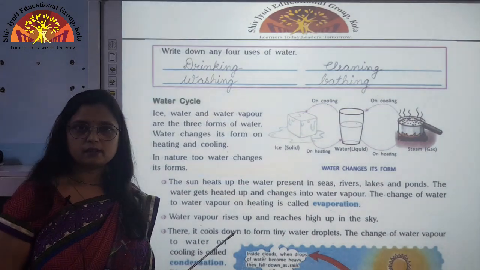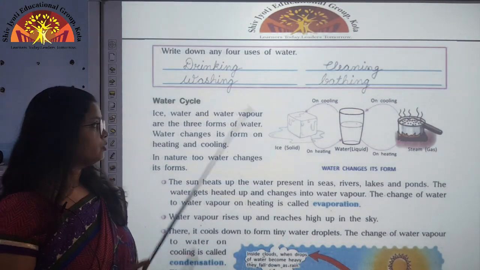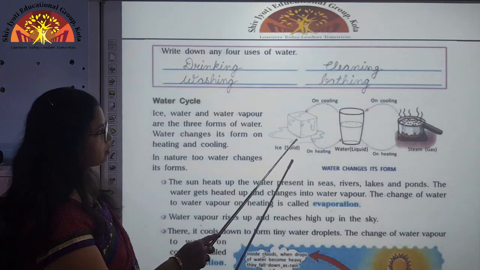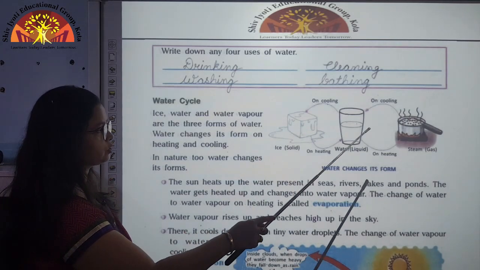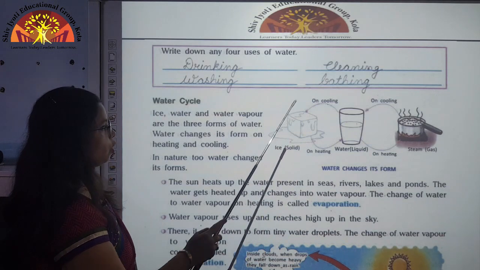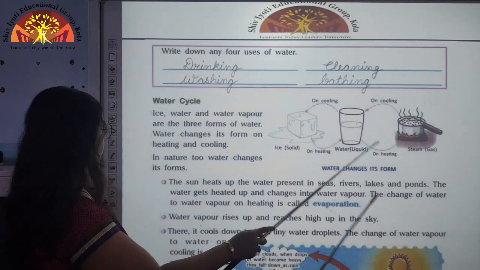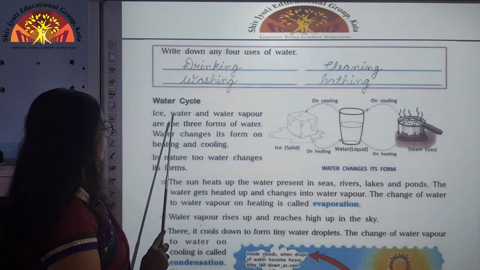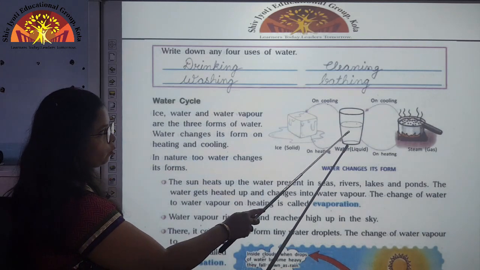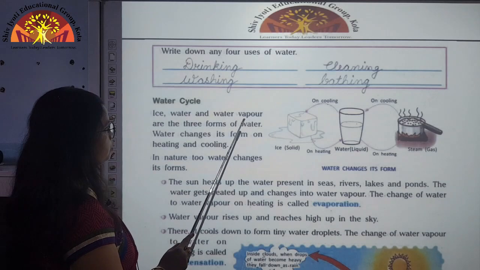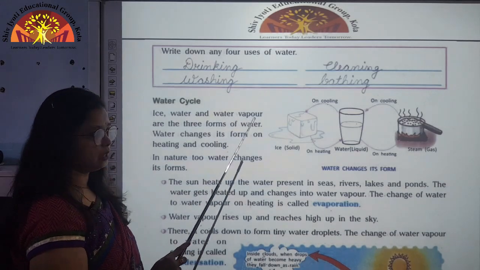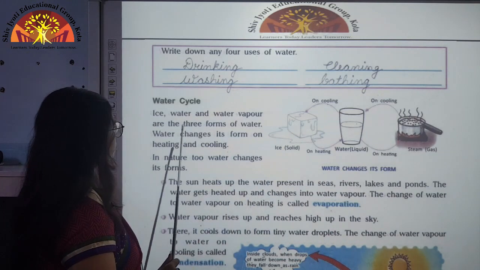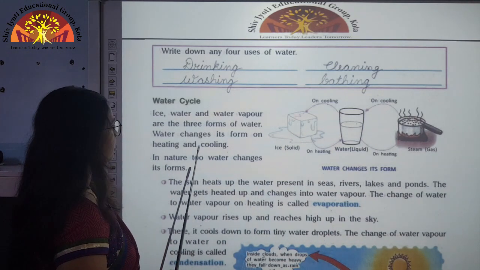So now let us start with the water cycle. So children, there are 3 forms of water, that is, water exists in 3 different states of matter. These are solid, liquid and gas. Now you can see ice, it is the solid form of water, then the drinking water, it is the liquid form of water, and water vapor, which is in the form of steam, is the gaseous form of water, and water changes its form on heating and cooling.